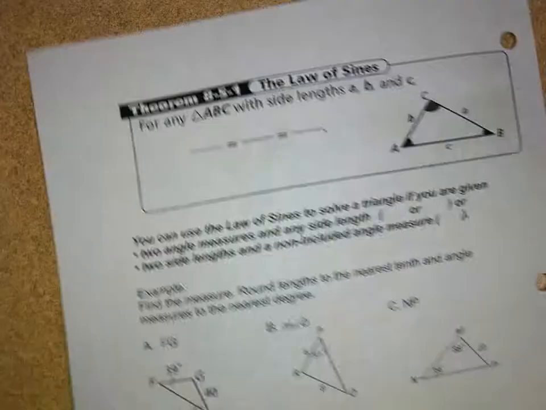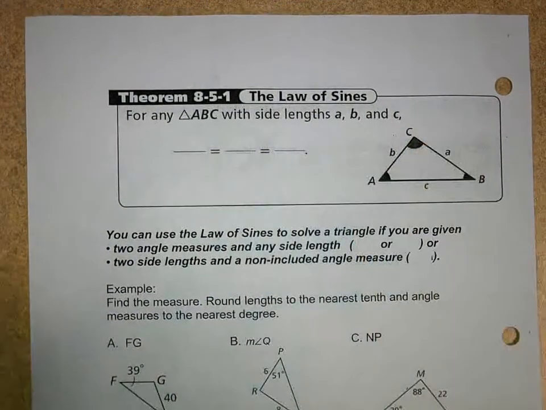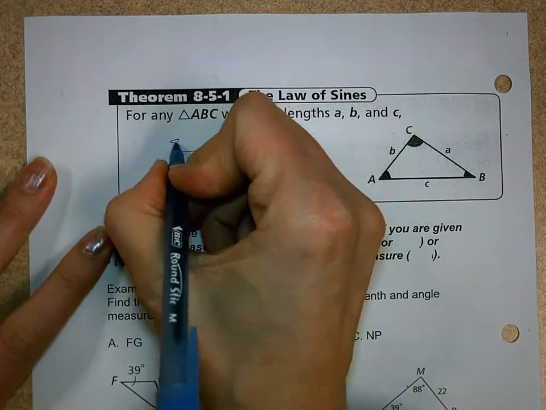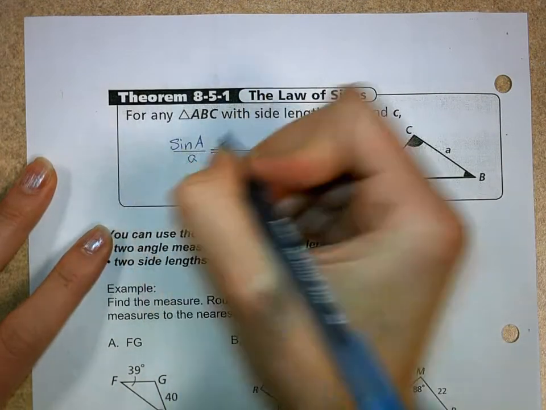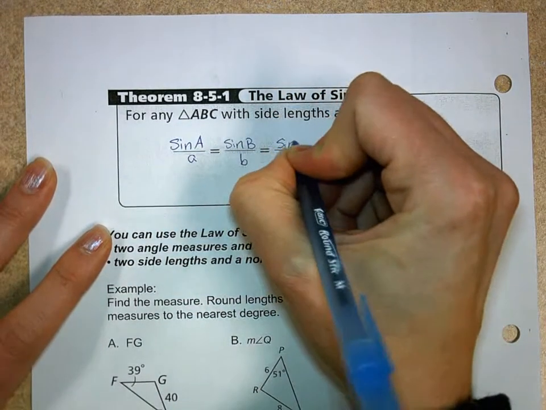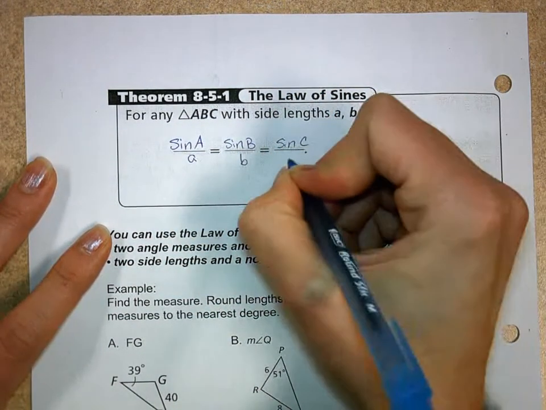So let's flip this over. I would like to do this in like 2 videos here. So first of all, our video for this one is going to be the sine of A is to a as the sine of angle B is to b, and the sine of angle C is to c.